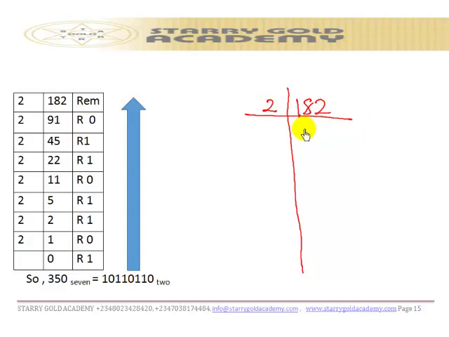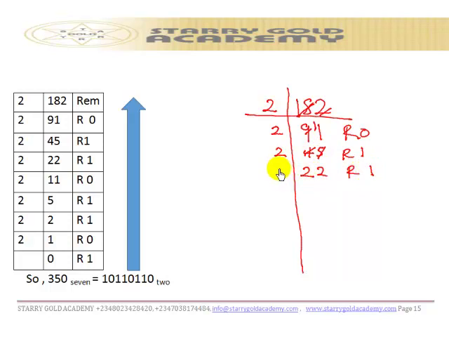2 in 18 is 9. 2 in 2 is 1. There is no remainder, remainder 0. 2 in 9 is 4, remainder 1. 2 in 11 is 5, remainder 1. Use 2 again. 2 in 4 is 2. 2 in 5 is 2, remainder 1.